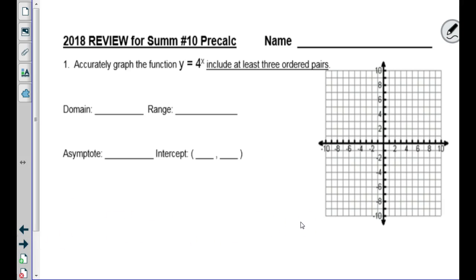So it starts with review of graphing. You need 3 nice ordered pairs, and they don't have to be nice as in fit on the graph. They just have to be nice as in labeled. So what are some things we could put in that would help us graph this? You obviously could type it in your calculator and find some points. I'm okay with that. But 4 to the -1, 4 to the 0, 4 to the 1, could we just do those 3? Yeah. What's 4 to the -1?